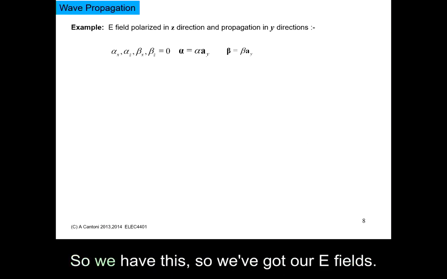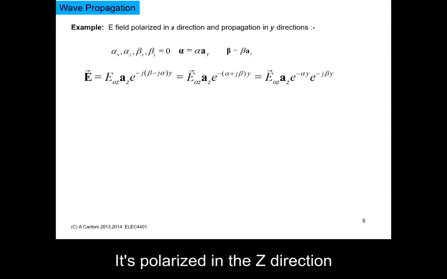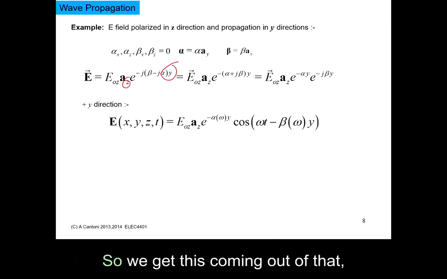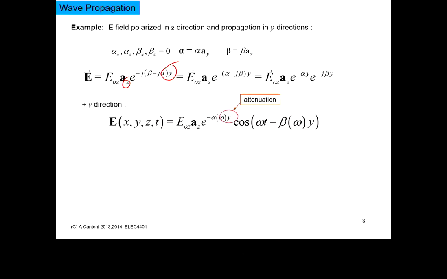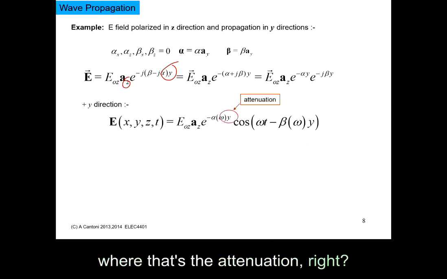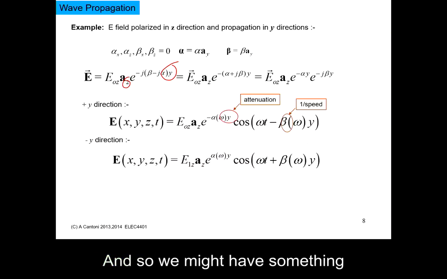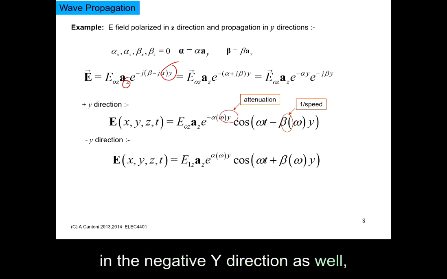So we have this. So we've got our E fields polarized in the Z direction and propagating in the Y direction, right? And so we've got this Y term here, Z there. So we get this coming out of that, where that's the attenuation, right? And this is the speed, this term here. And so we might have something in the negative Y direction as well, which comes out the backwards.